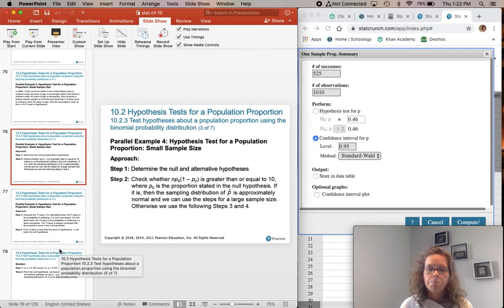Given that, your np times (1 minus p) should always be bigger than 10. In the problems that you're assigned, you're always going to have large enough samples.